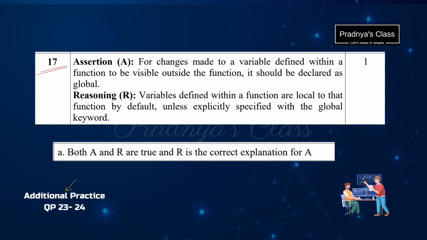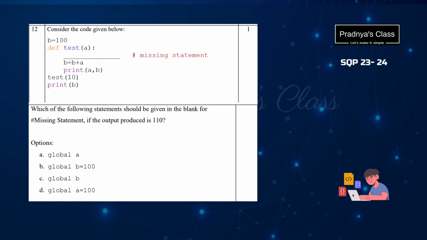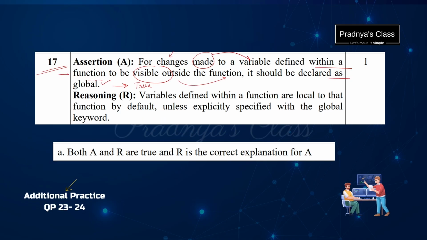Please read the question carefully. For changes made to a variable defined within a function to be visible outside the function, it should be declared as global. This is true. Look at this example. Whatever changes we make inside the function and that we want to be visible outside the function, we declare this b variable as global b. The same concept is written in the form of sentences.